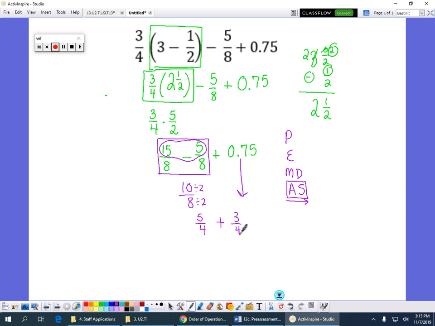A way I knew that is 75/100 is worth that fraction. If I divide those both by 25, I end up with 3/4. Alright, so when I add these, it will be 5 plus 3, which is 8 over 4. And 8 divided by 4 is 2 wholes.